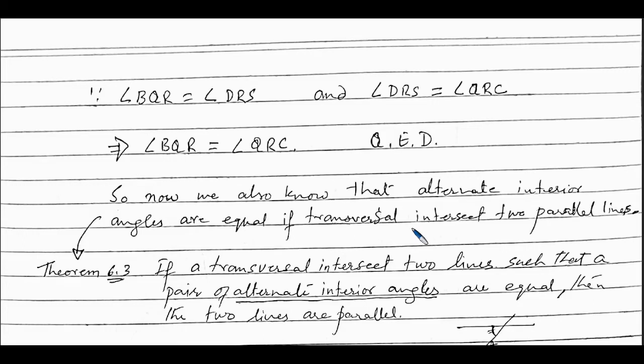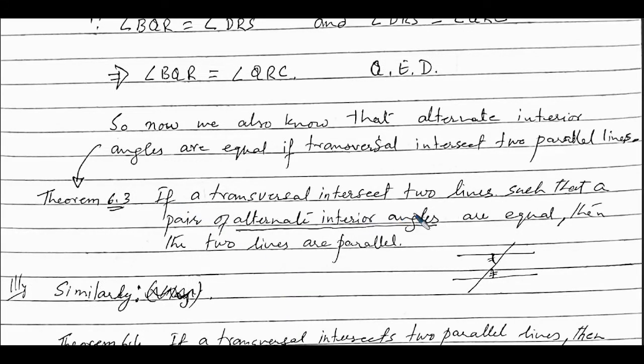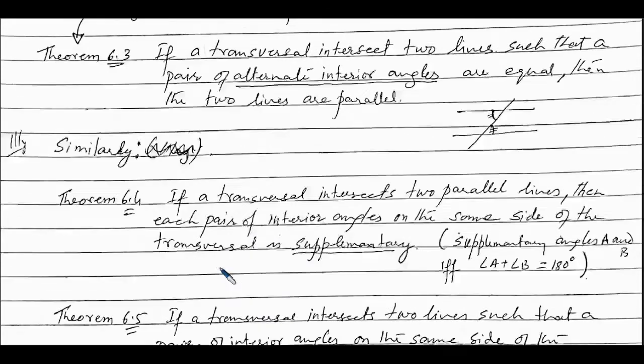So if the alternate interior angles are there, and a transversal intersects two lines, then they have to be parallel, and vice versa. From here it is the same thing. Here 6.3 says the same thing. If a transversal intersects two lines such that a pair of alternate interior angles are equal, then the two lines are parallel. Okay. If they are equal, then these lines have to be parallel to each other.